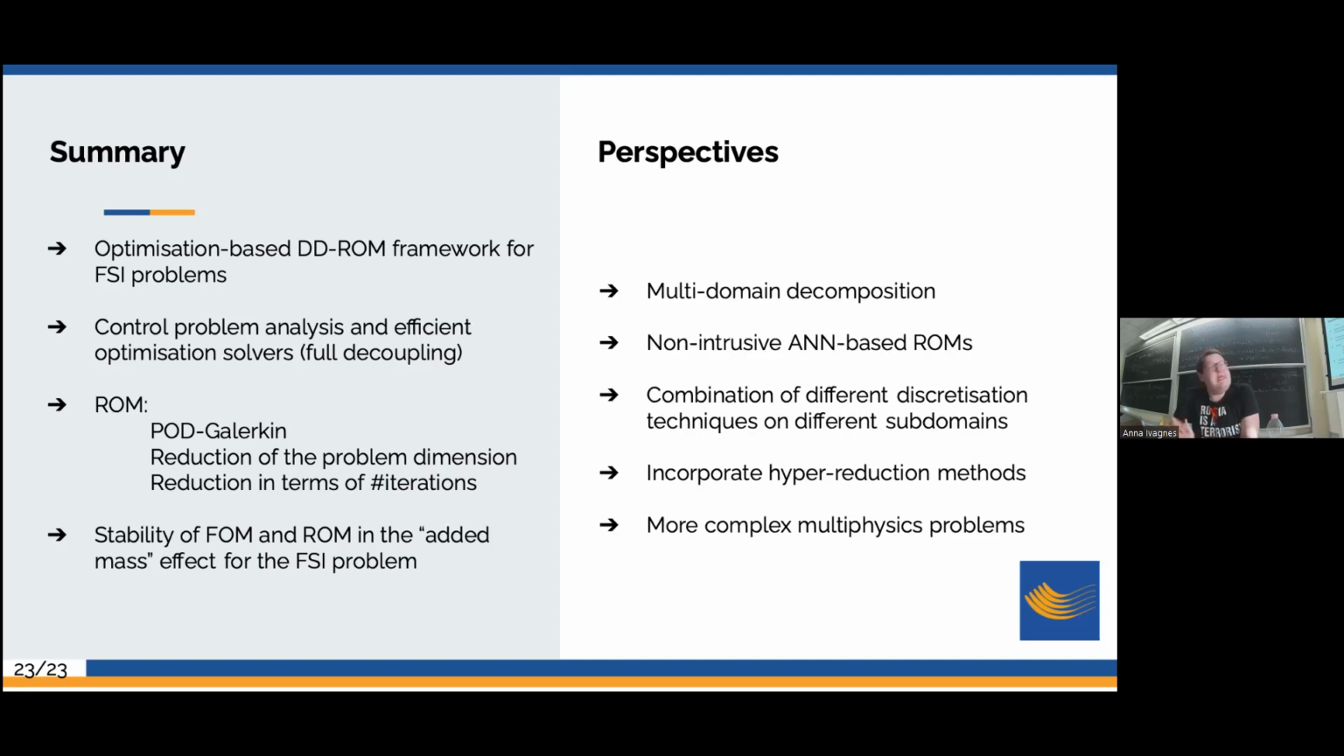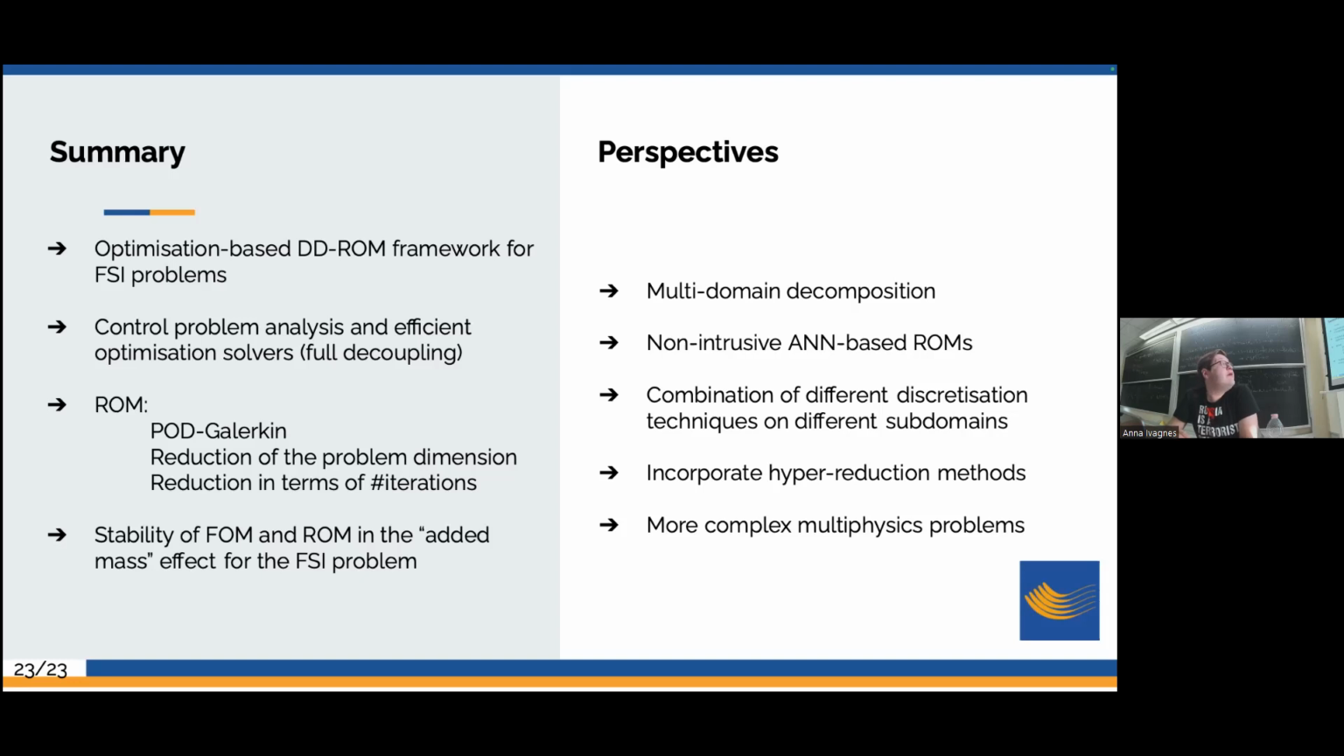And in the future, we want to concentrate on multi-domain decomposition, where we can also introduce domain decomposition inside the fluid and structure domains. We are also already working on non-intrusive artificial neural network based reduced order models.